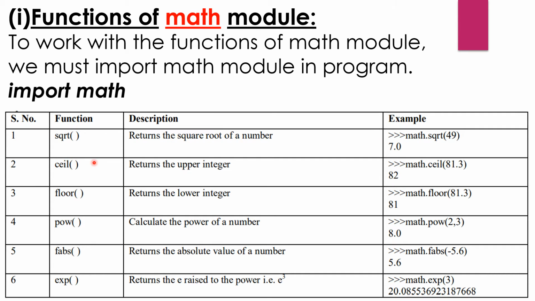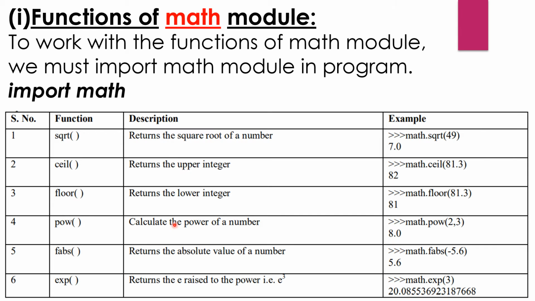Next, ceil. This function returns the upper integer. That means this function will round off to the greater integer value. Like you can see here, what will be the greater integer of 81.3? It will be 82. Next is the floor function. This returns the lower integer. Here you can see, as an example, 81.3. What will be the lower integer of it? It will be 81. This is the output of it.